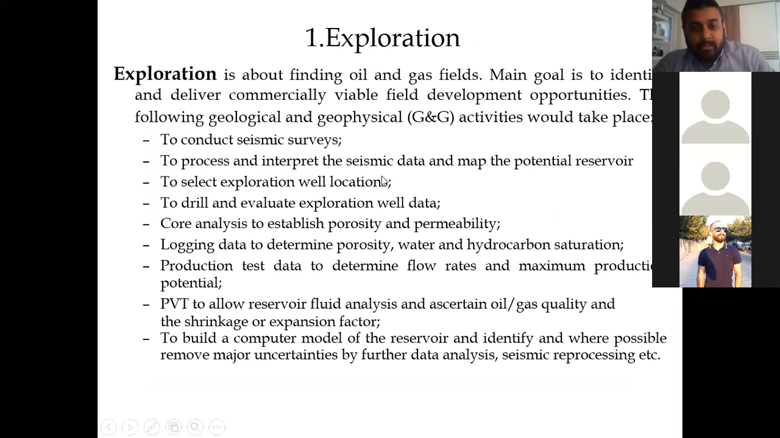We set the location for the wells, how many wells we are going to drill, exactly where we are going to drill, what the properties of the rock are, for example, what porosity and permeability are. We will talk about it in the coming time. We do lots of testing of those. We talk about the fluid analysis, what kind of fluid we have, light oil, heavy oil. So this all goes in exploration.